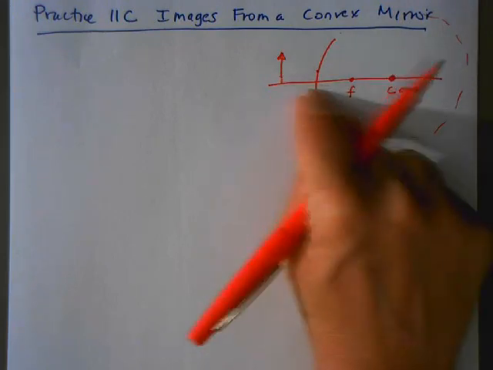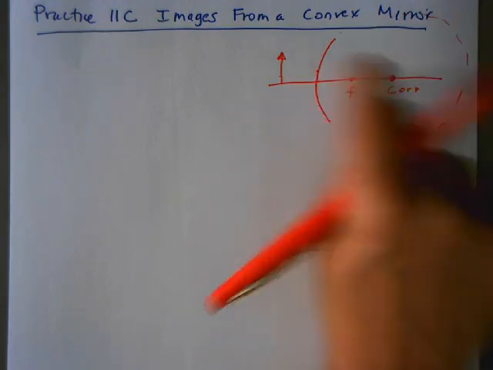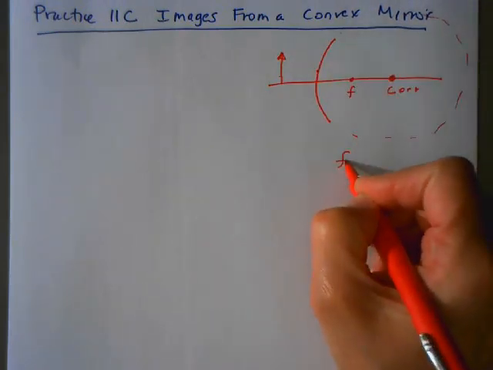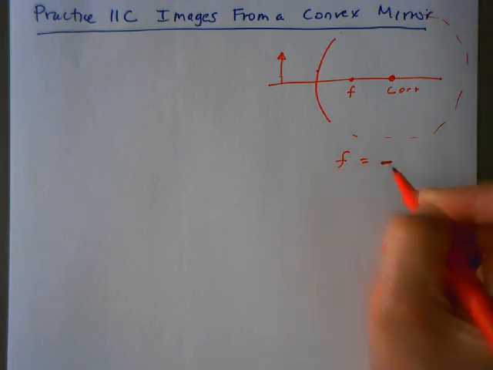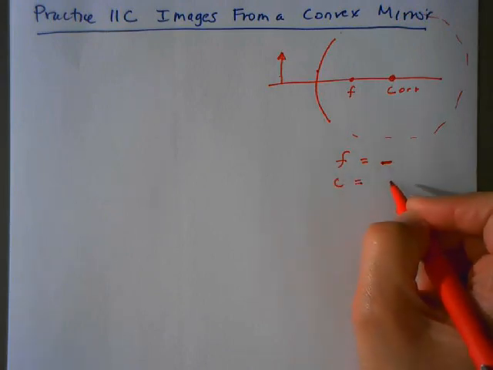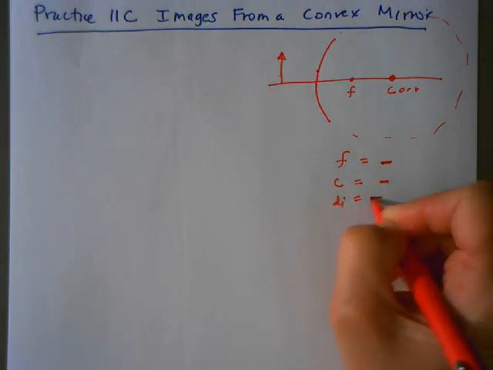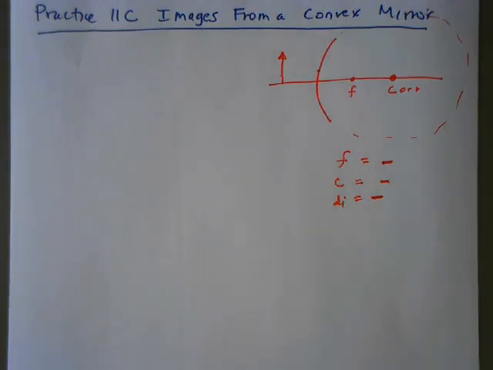So again, because of our frame of reference, in physics we always have to have a frame of reference, because it's on this side of the mirror, the focal length is always going to be negative. C is always going to be negative. And the distance of the image is always going to be negative. And in this type of problem, the images are always going to be upright, virtual, and smaller than the actual object. Okay?